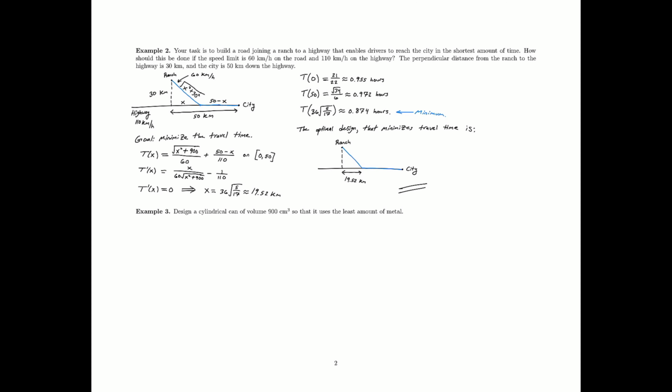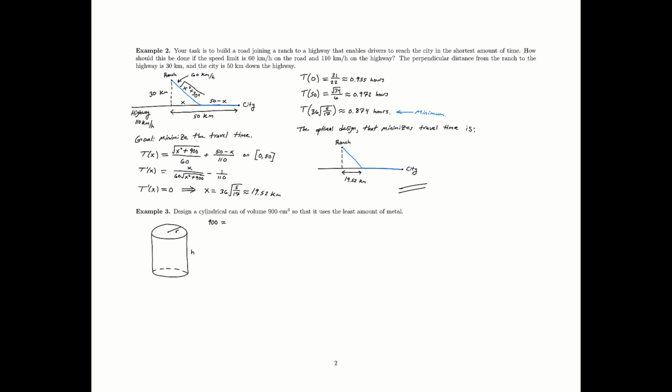So what we can do is draw for ourselves a cylinder. There we go. Now the cylinder has a radius, let's say, of r, and it has a height of h. And we know that the volume of the cylinder is 900 cubic centimeters.